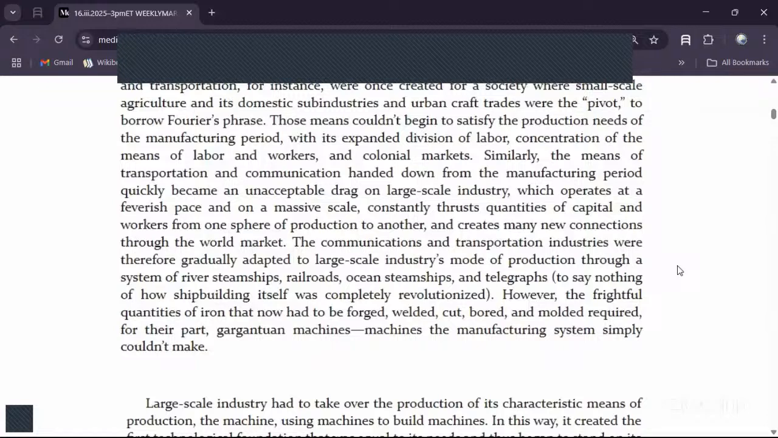However, the frightful quantities of iron that now had to be forged, welded, cut, bored, and molded required for their part gargantuan machines, machines that the manufacturing system simply couldn't make.